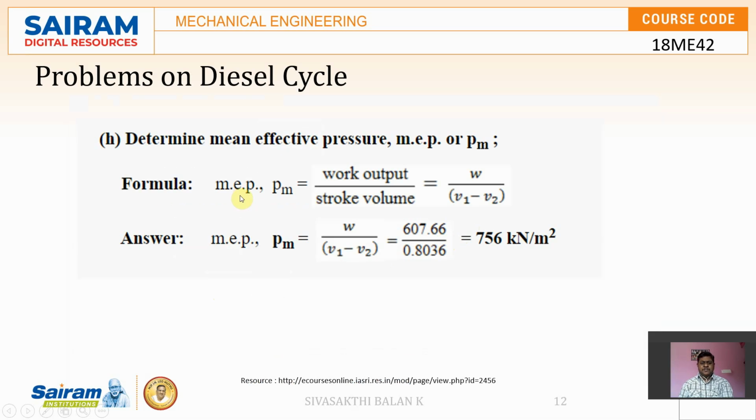And to calculate MEP, we know that it is nothing but the ratio of net work done divided by the swept volume. Swept volume is nothing but V1 minus V2. Substitute all the values here, you will get the mean effective pressure as 756 kilonewton per meter square. That is it guys, it is very simple.